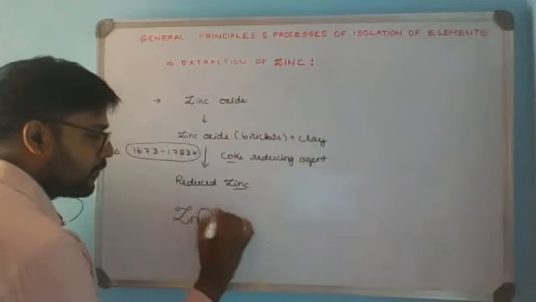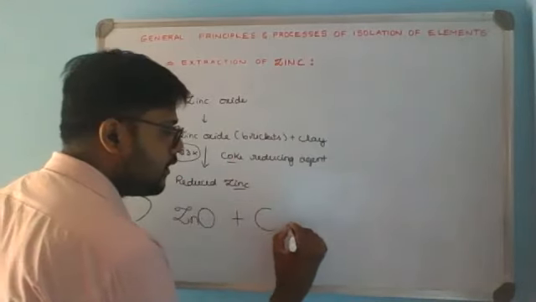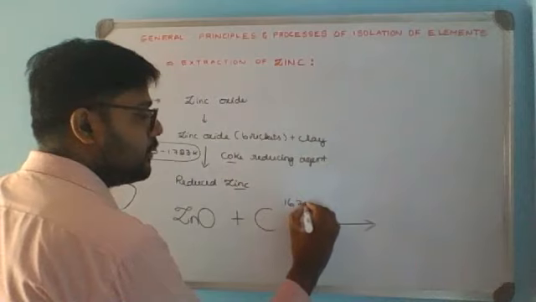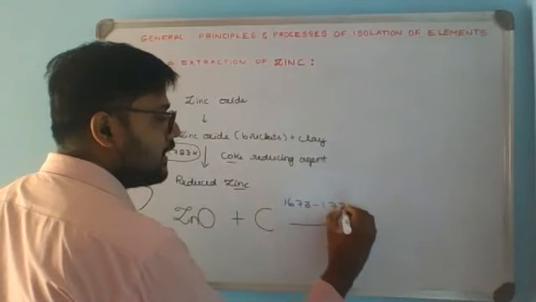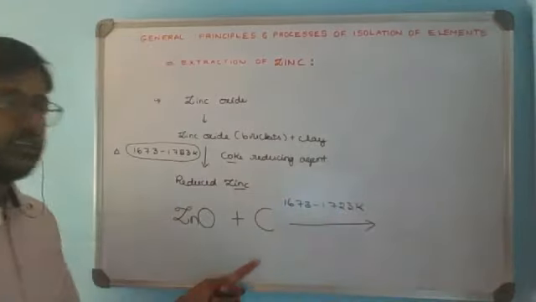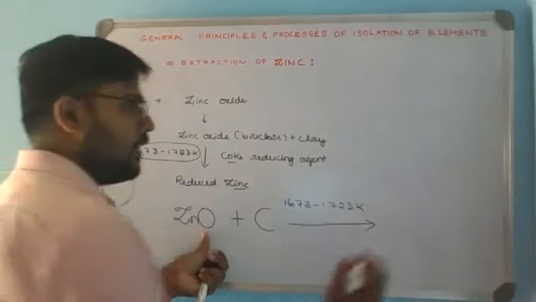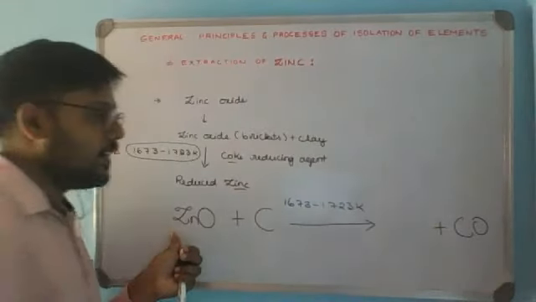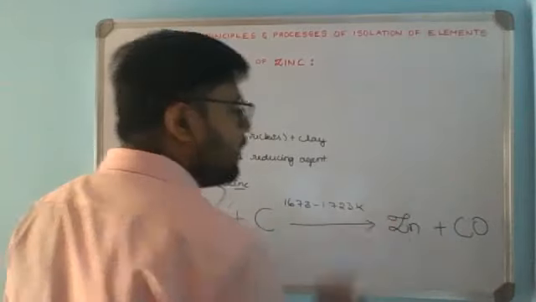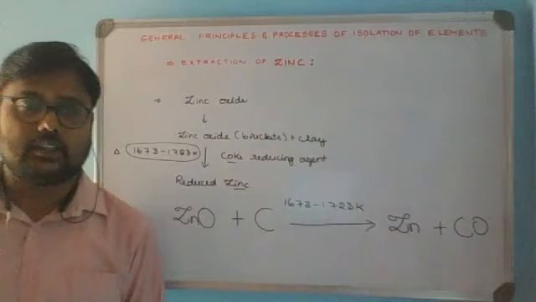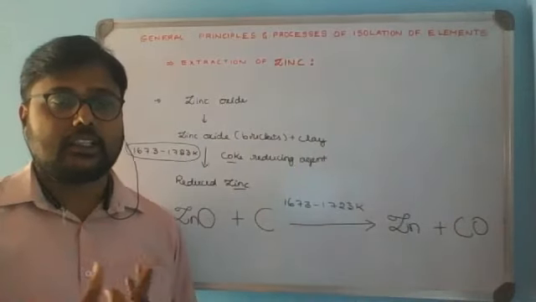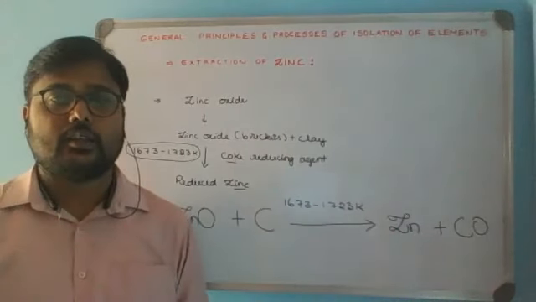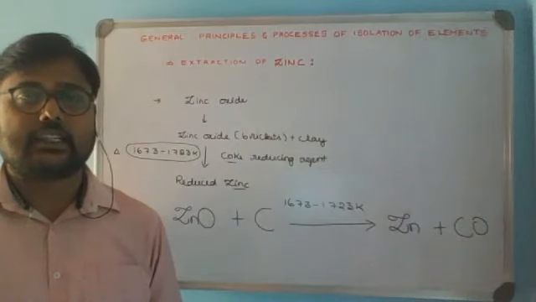Zinc oxide is treated with coke at a temperature of 1673 to 1723 Kelvin. The coke combines with the oxygen and undergoes oxidation to carbon monoxide. During the process, zinc gets reduced, so it will be obtained as reduced zinc. Upon rapid distillation followed by chilling, zinc can be extracted. So this is how the reduction of zinc in its extraction takes place.